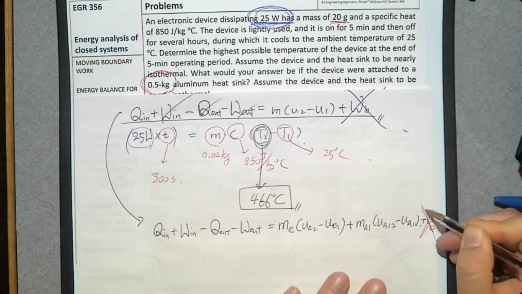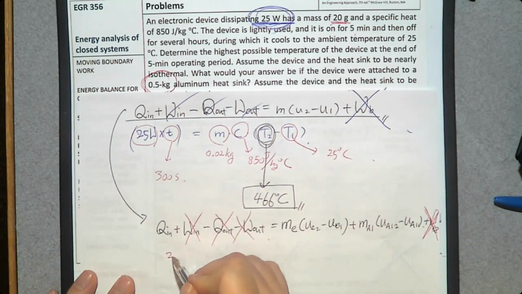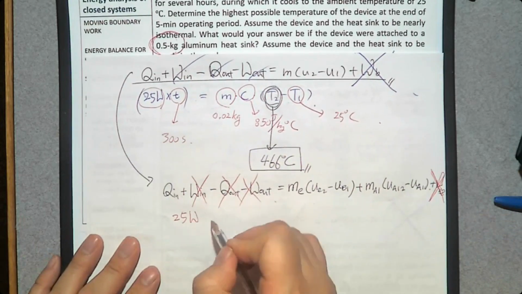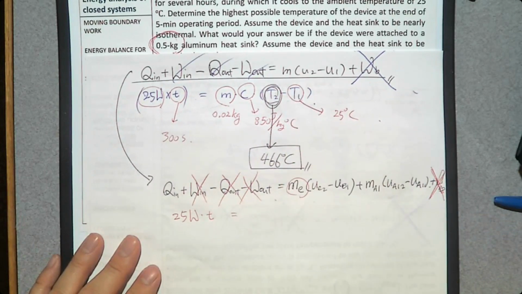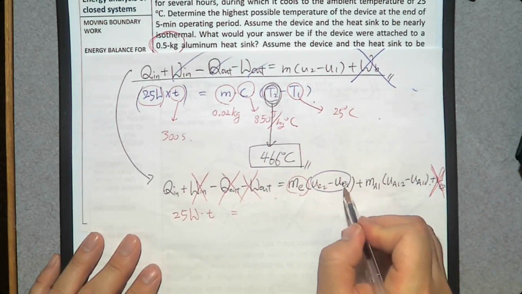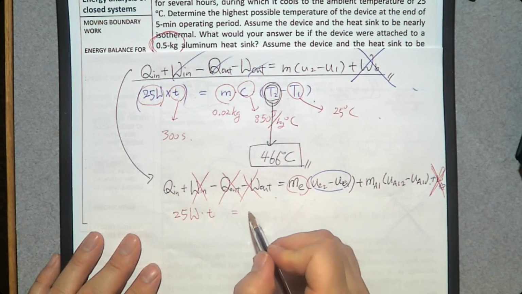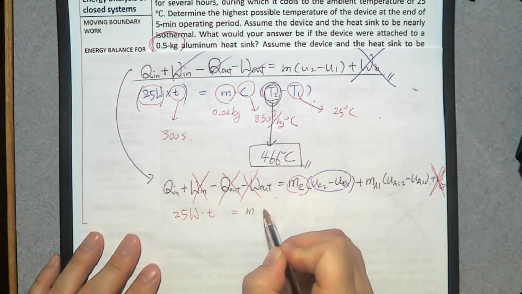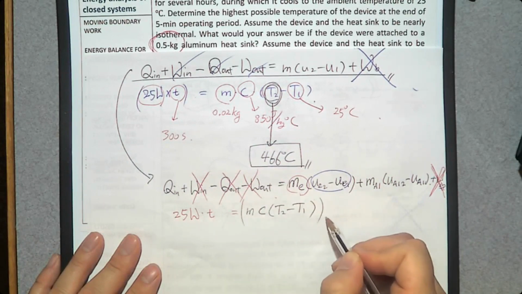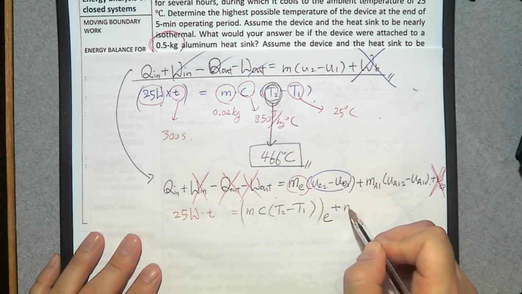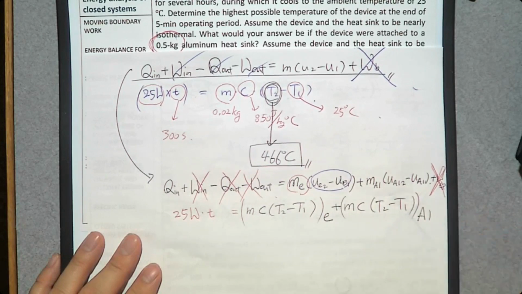They are both solids, so there's no moving boundary work. Neglect these three, and the amount of heat transfer is going to be 25 watt times T is going to be the mass of this electronic device. By the way, you can calculate this one by CP, T2 minus T1. So we have the electronic device mass times CP, T2 minus T1. This one is for the electronic device, plus mass times specific heat, T2 minus T1. This one is for the aluminum.